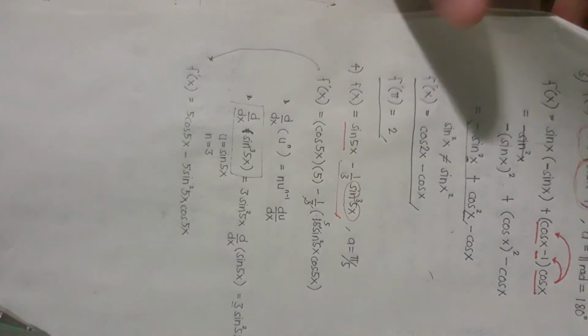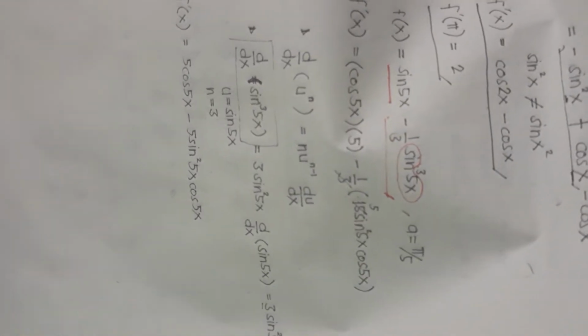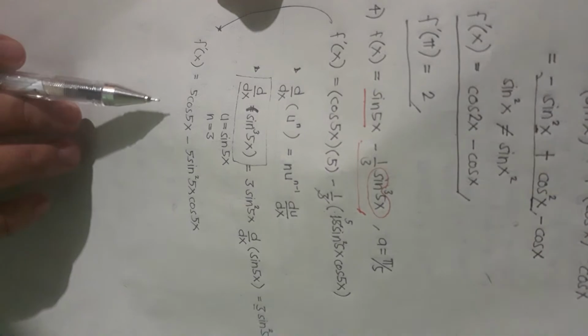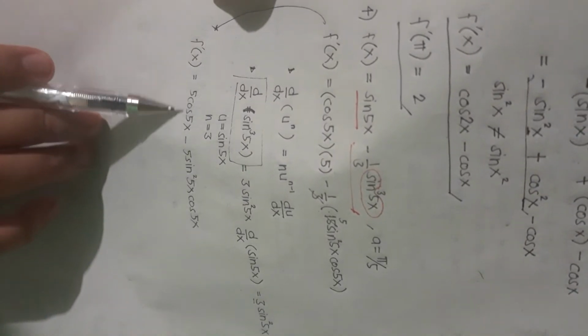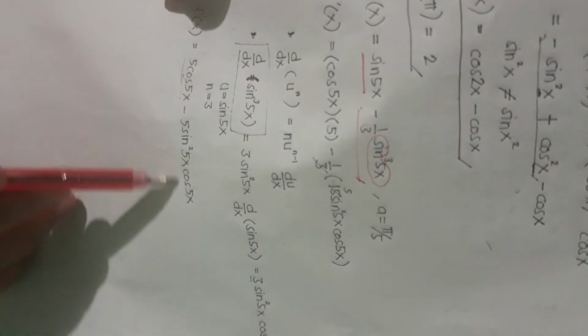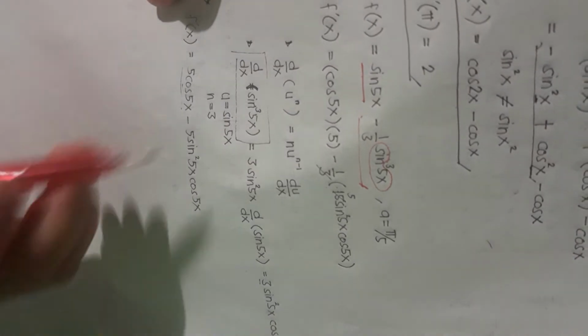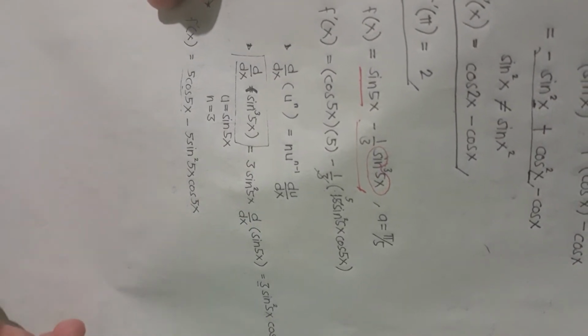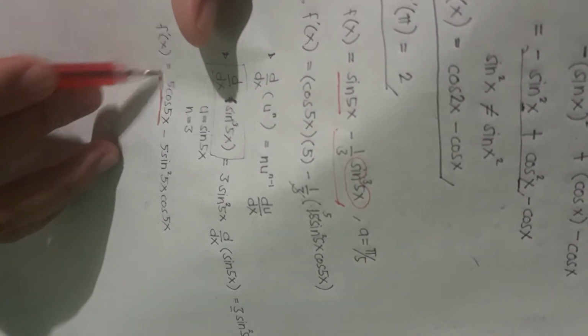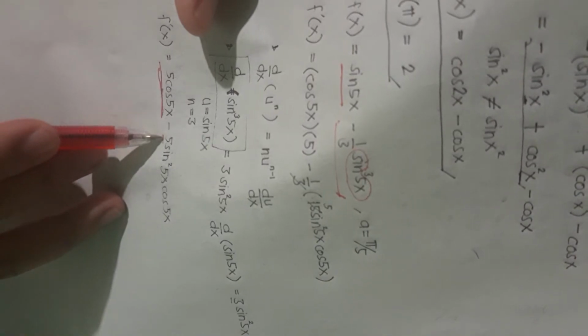Now we could actually simplify this further and make this less complex. In the first term, this is 5 cosine of 5x, and in the second term we have 5 sine of 5x squared times cosine of 5x. We actually could factor out a common factor for these two terms. That's 5 cosine of 5x. In the second term, we also have 5 times cosine of 5x. We'll factor that out.